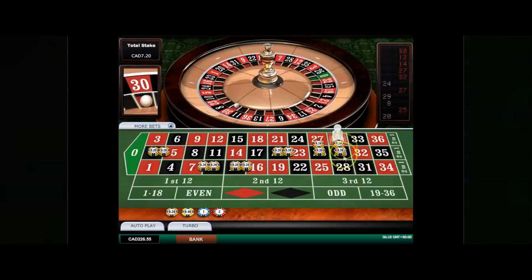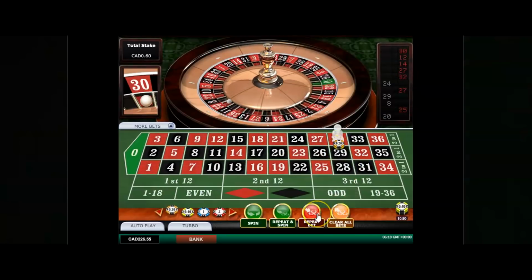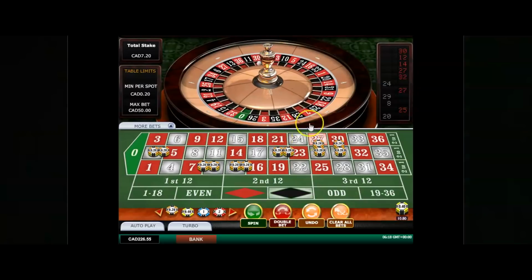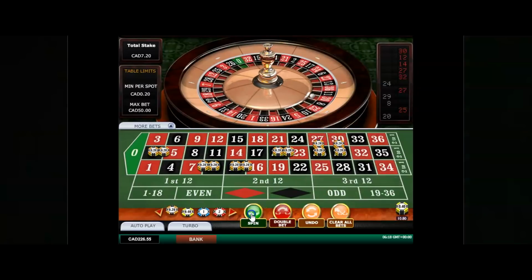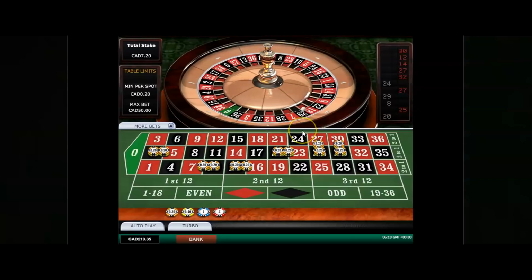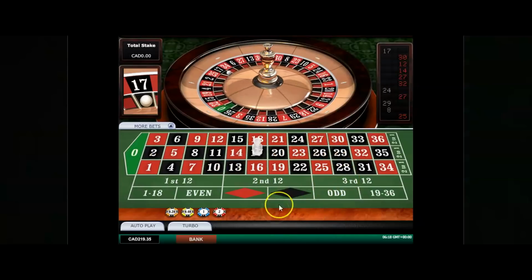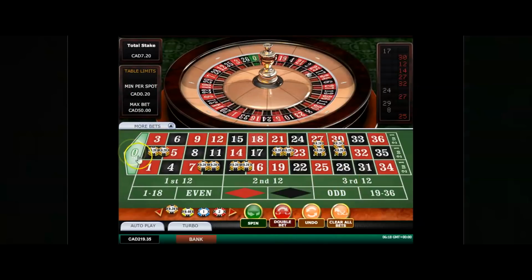Okay, so notice I did hit here. I'm not going to increase, but I did not hit direct on my number. So I'm just going to repeat my bet. I'm not going to increase it this time because I did collect something on that. Okay, I missed. Excuse me. And I'm going to increase again.